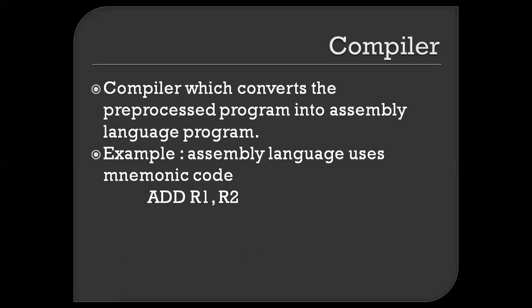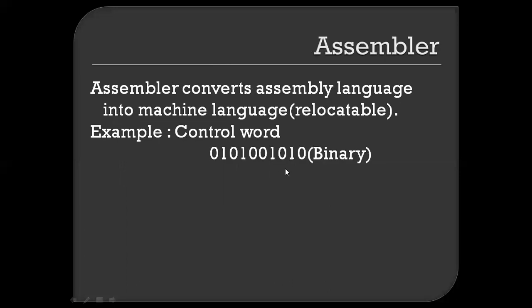After the preprocessor, the compiler gets the pre-processed code and converts it into an assembly language program. For example, assembly language is a mnemonic code such as add R1, R2, mul. These types of codes are used, and this is called assembly language.